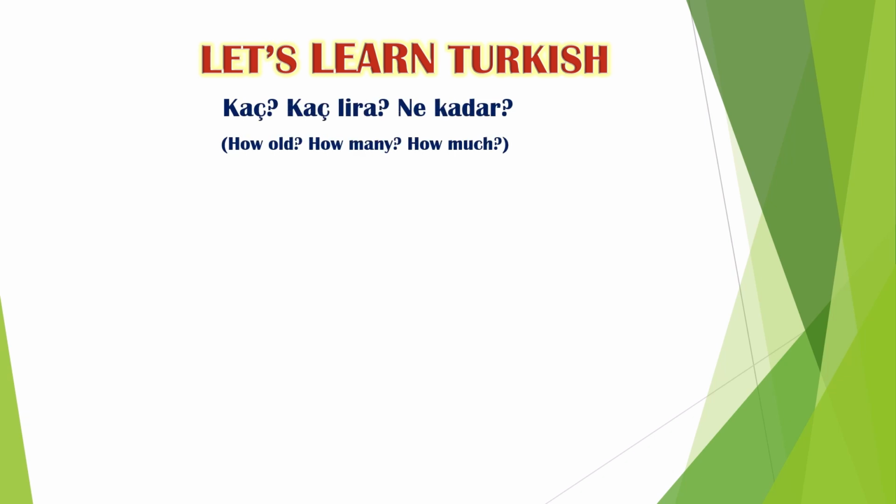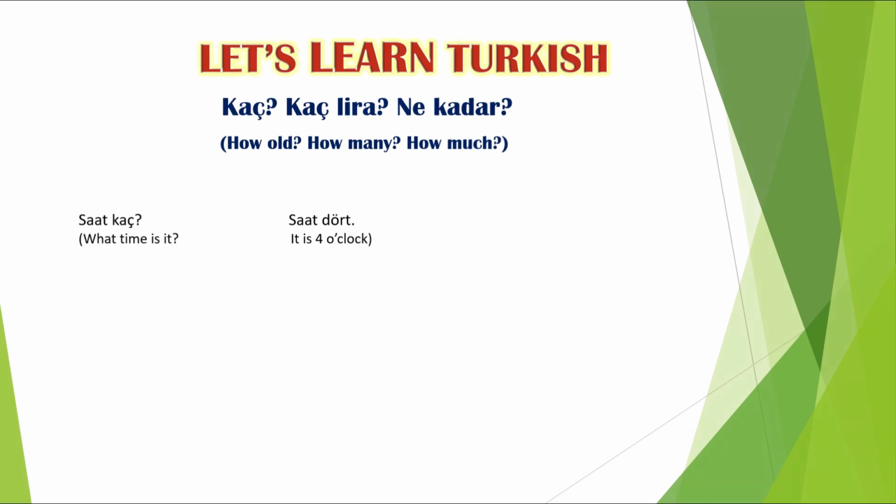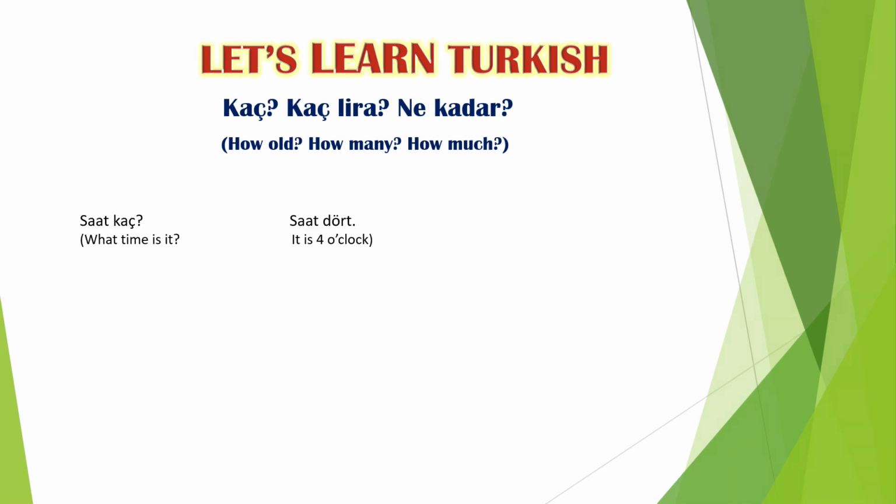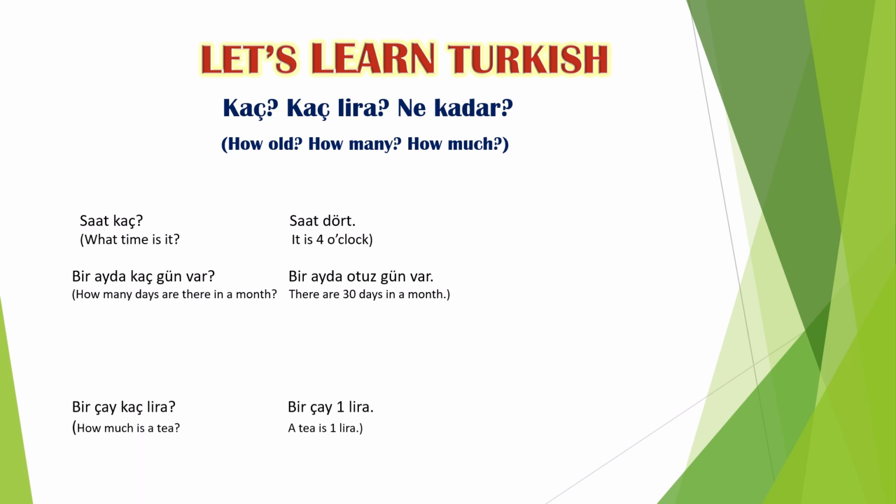Now it's time to learn how old, how many, how much. And they mean kaç, kaç lira, ne kadar. Saat kaç? What time is it? Saat 4. It's 4 o'clock. Bir ayda kaç gün var? How many days are there in a month? Bir ayda 30 gün var. There are 30 days in a month.